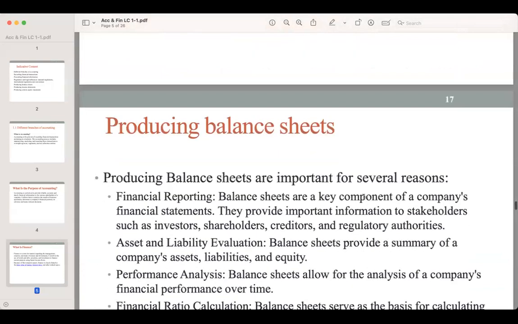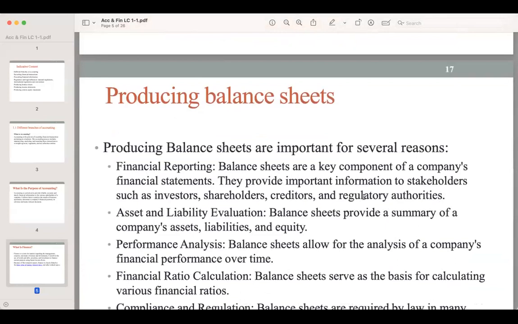Balance sheets are essential financial statements that provide valuable information to various stakeholders, including investors, shareholders, creditors, and regulatory authorities. So why are balance sheets so important? First, balance sheets are essential for financial reporting. They are a vital part of a company's financial statements and help stakeholders understand the company's financial position and performance. Secondly, balance sheets provide a summary of a company's assets, liabilities, and equity. This information helps evaluate the value of what the company owns, its assets, and what it owes, its liabilities.